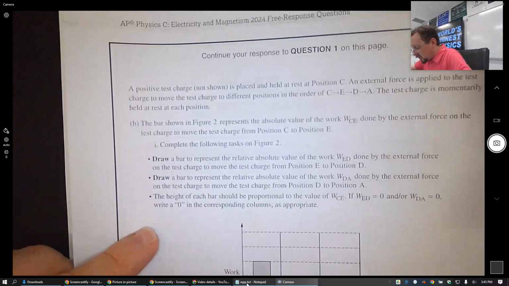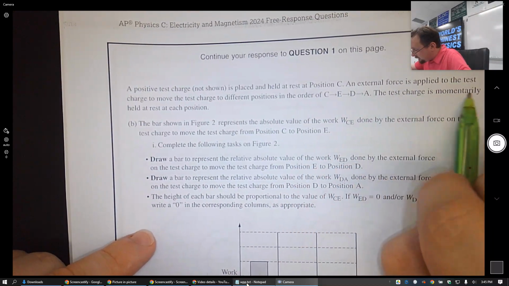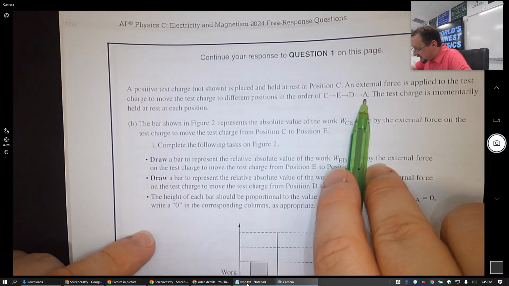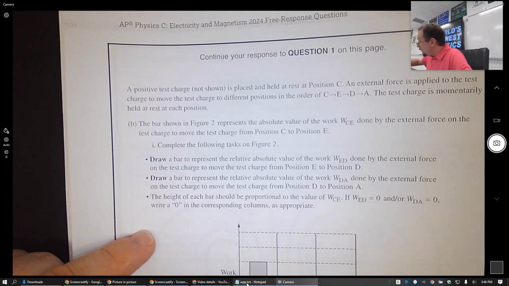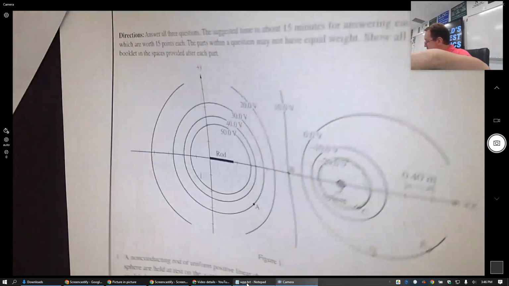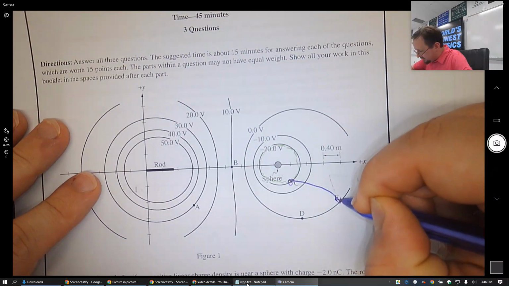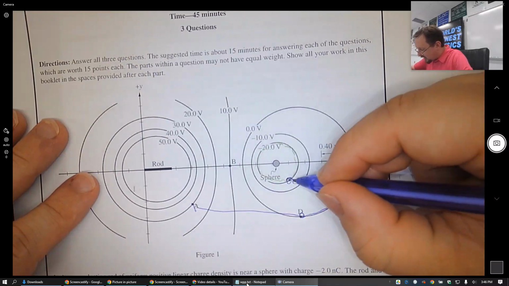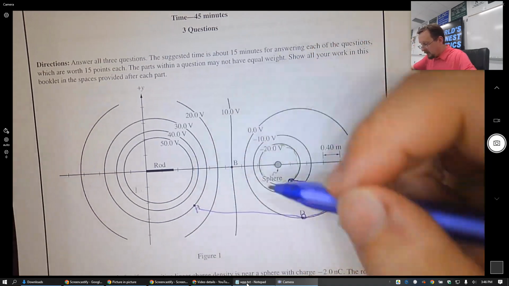A positive test charge, which is not shown, is placed and held at rest at position C. An external force is applied to the test charge to move it in the order C to E to D to A, and it's held at rest at each position. So let's trace this here: C to E to D to A. So we're going to go uphill to a higher potential, then the same, then uphill even more.